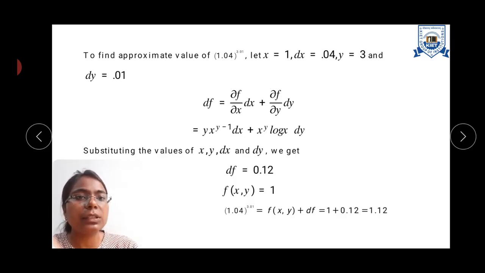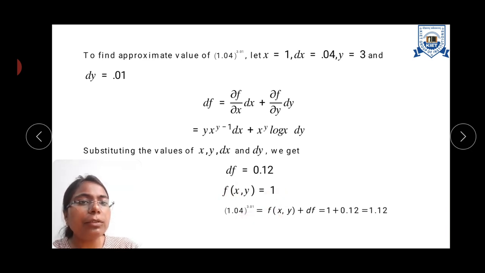So its value is equal to y x to the power y minus 1 dx plus x to the power y log x dy. After substituting values x, dx, y and dy, we get df is equal to 0.12. It means if we change x by 0.04 and y by 0.01, then the change in f is equal to 0.12.